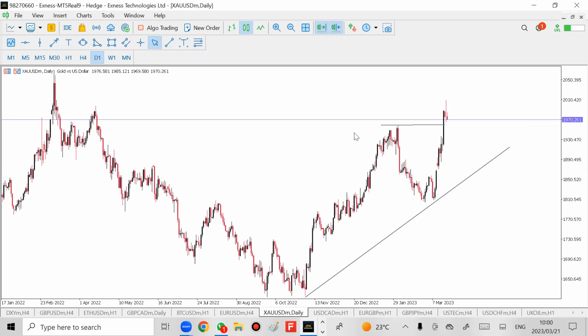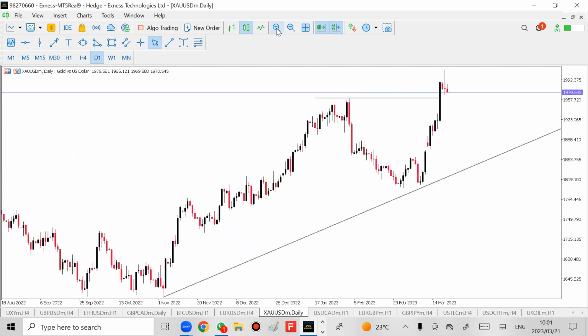So what else do we look at? We look at our recent swing. It's a swing high. Yes, our recent swing is a swing high. So this is the swing.